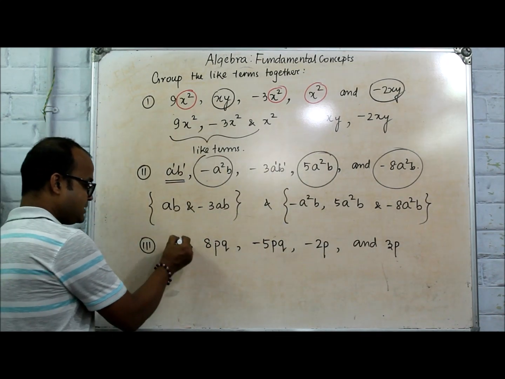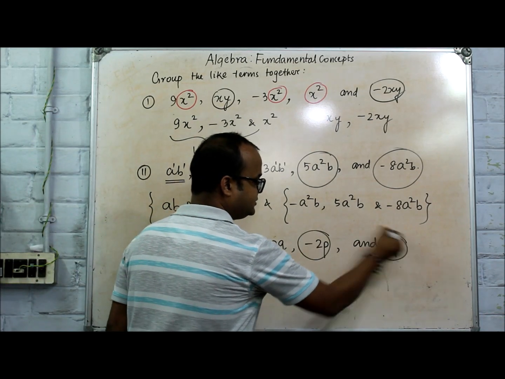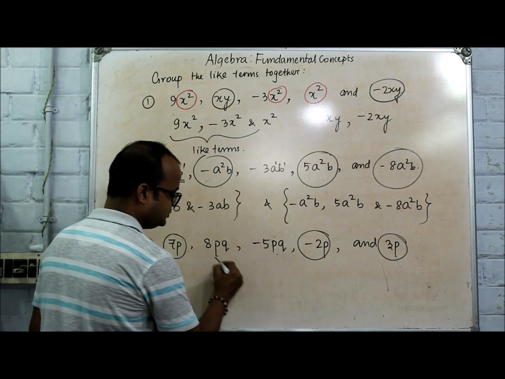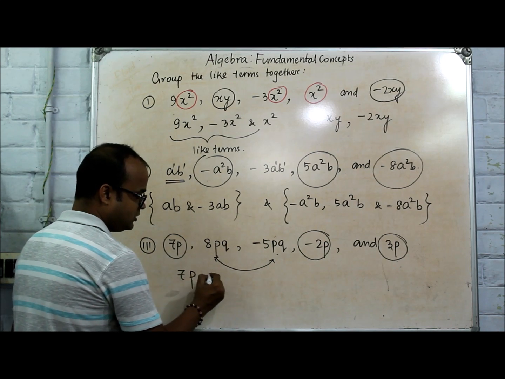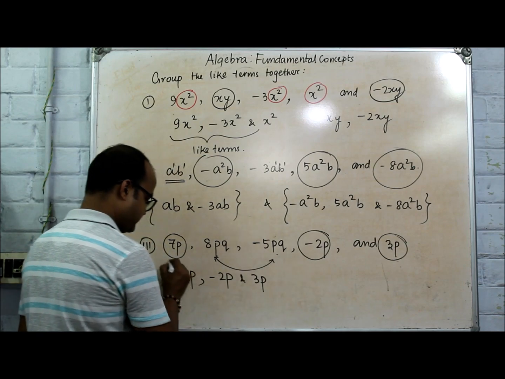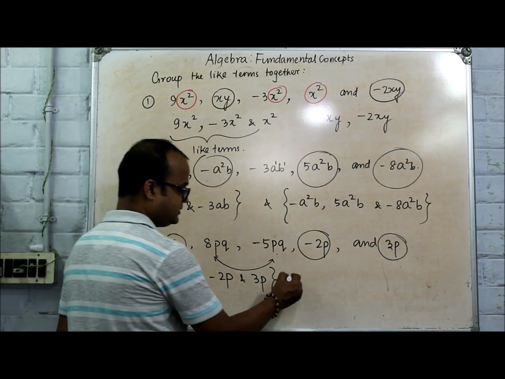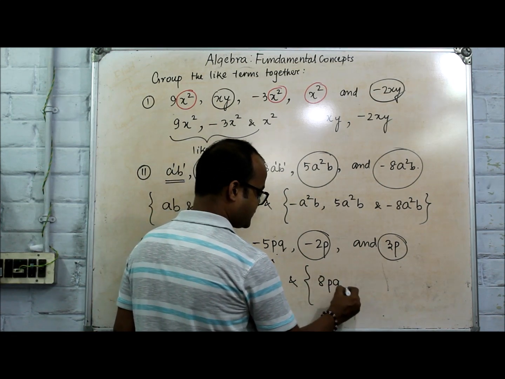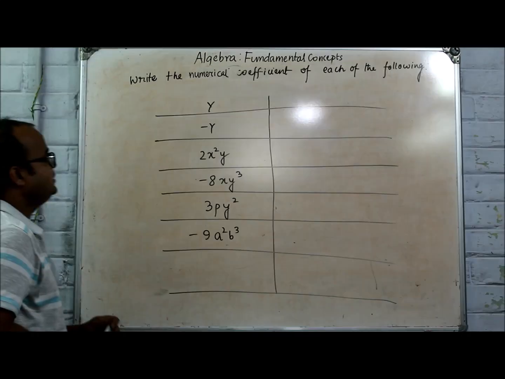In the same way, 7p, minus 2p and 3p are like terms. Pq, pq: these two are like terms. So 7p, minus 2p and 3p, these three are like terms, and 8pq and minus 5pq are like terms.